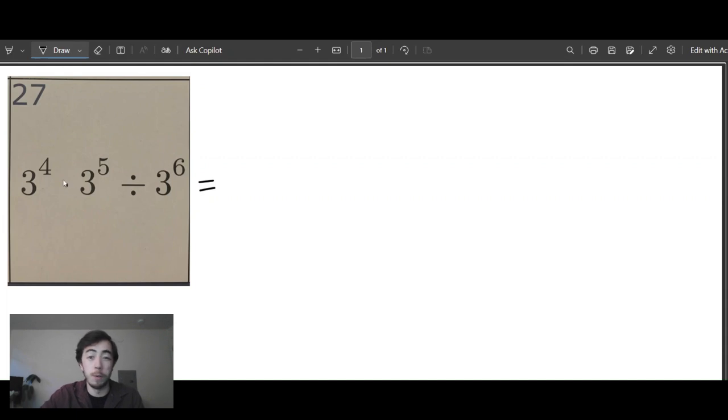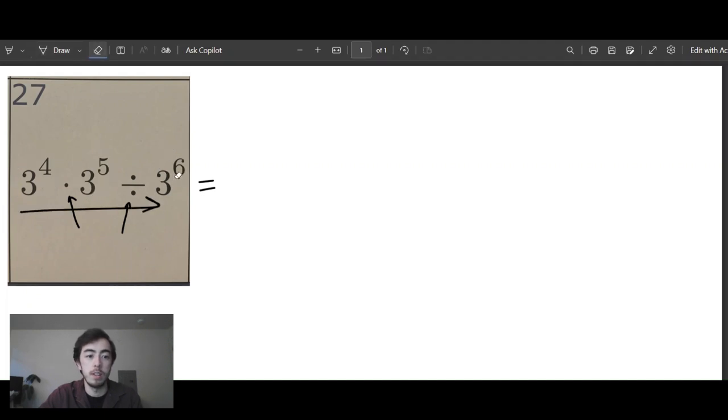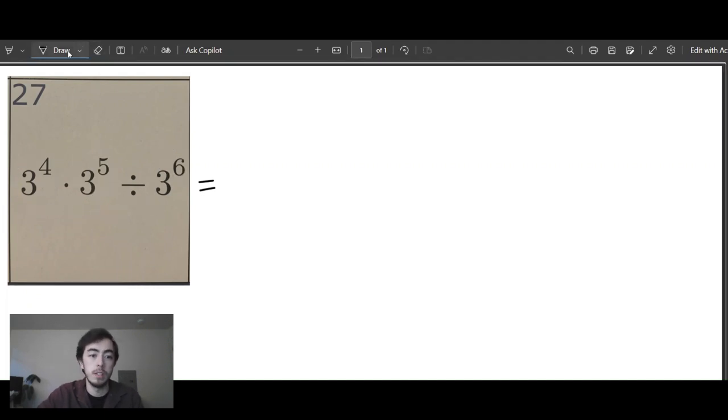Now, treating it as is with no extra tricks, I just see an order of operations problem. I know that exponents happen before multiplication and division, and then multiplication and division have the same priority, and so you're supposed to do them just left to right, kind of like as you would read in English.